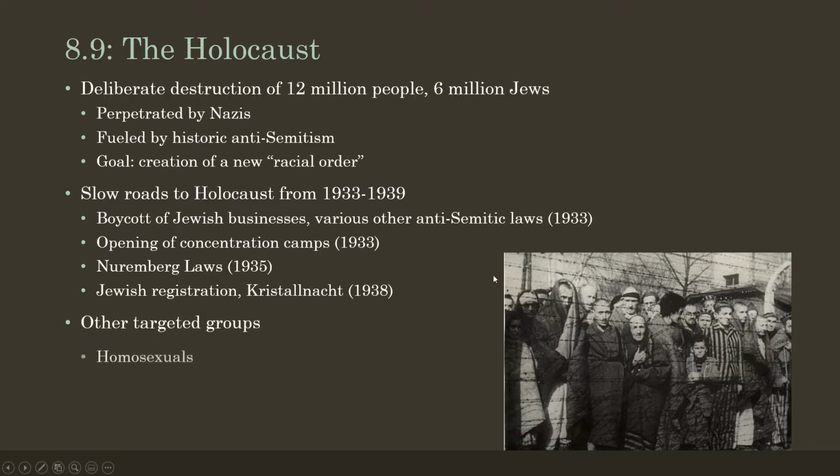There are other targeted groups that I alluded to: homosexuals, people with disabilities, the Roma, who are sometimes referred to as gypsies. Black Germans are in here as well. Political opponents of the Nazis we could put in here as well. Eastern Europeans we could also put in here as well.